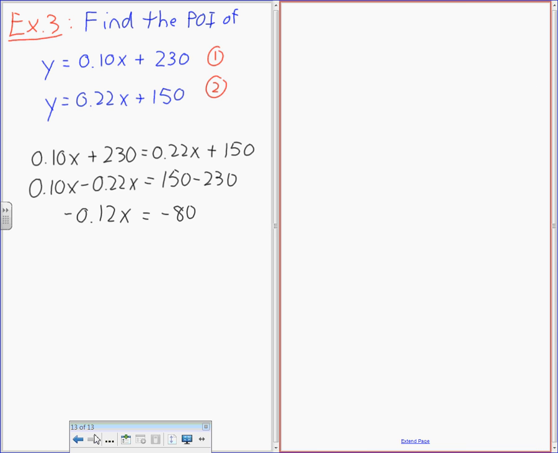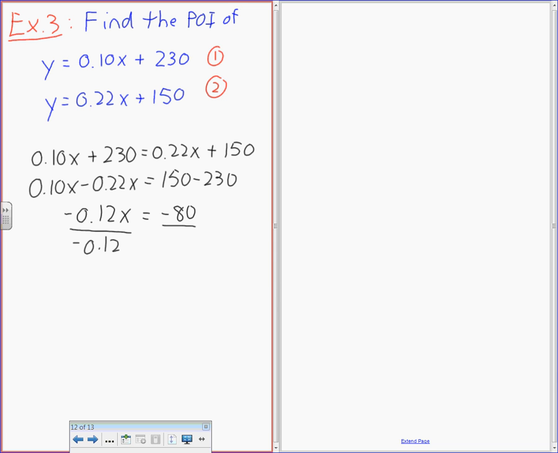If I have negative 0.12 x equals negative 80, what do I do? Divide both sides by the coefficient, the number in front of x. Great, what do you get for that? 6.